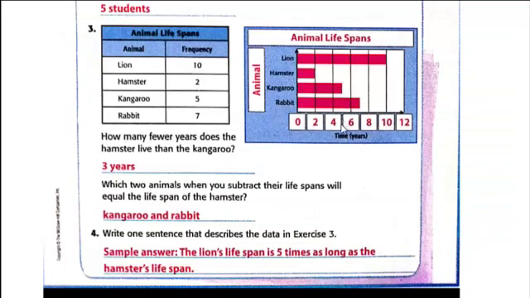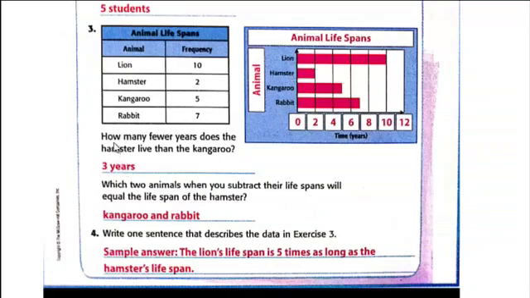5 is located between number 4 and 6. And here in front of rabbit, frequency equal 7. So here in front of rabbit, draw a horizontal bar and stop here at number 7. 7 is located between 6 and 8. Okay, this diagram is called a horizontal bar graph.